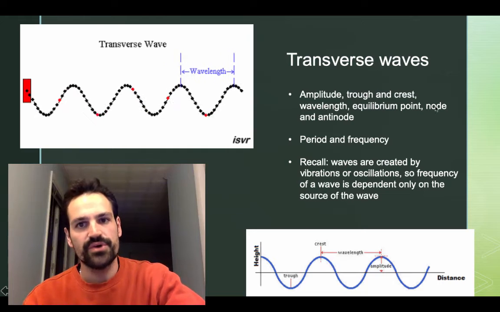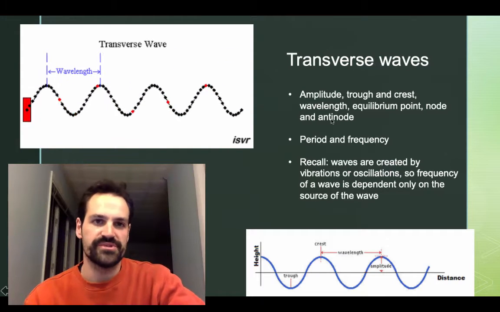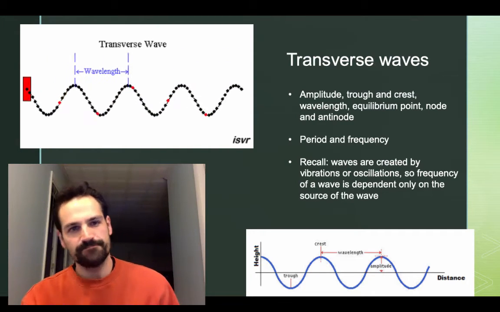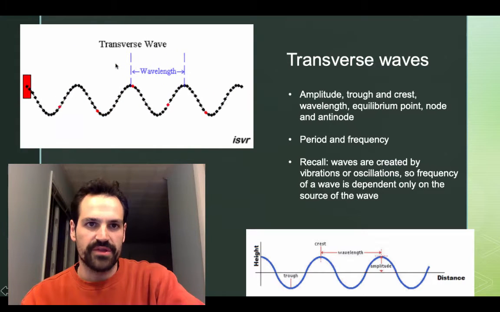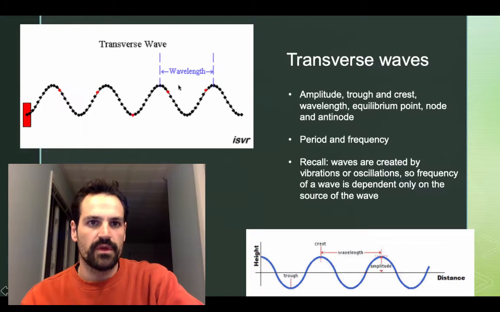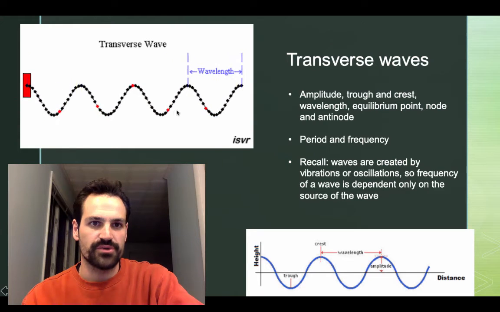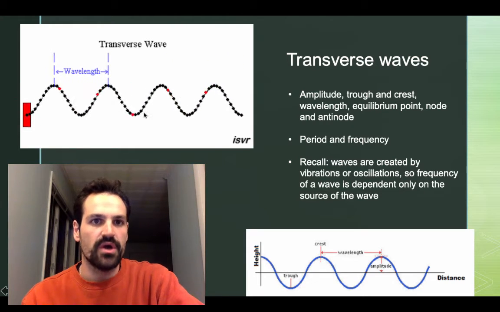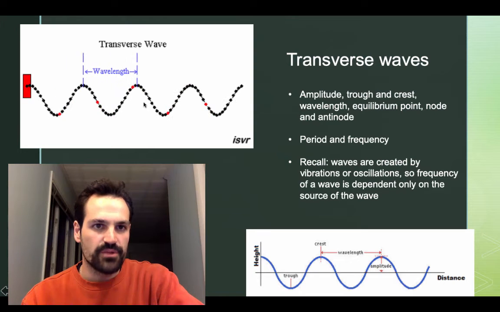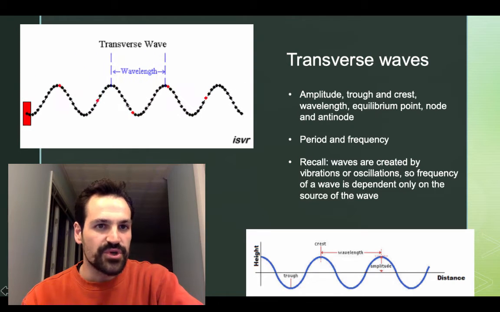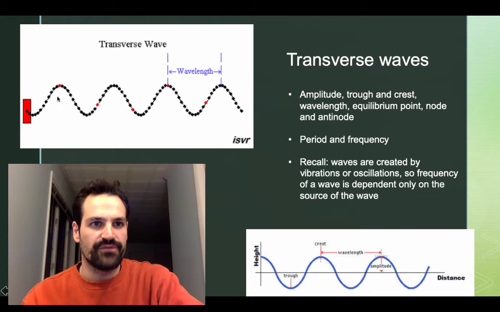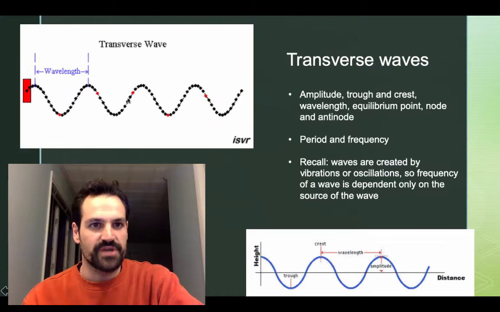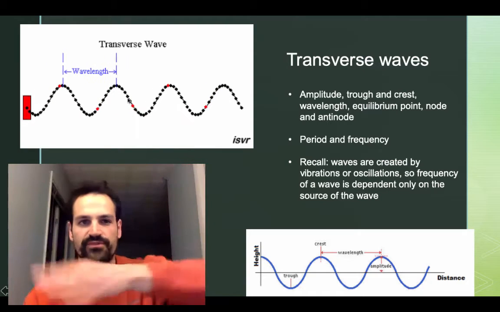And node and antinode, we'll get a little bit more in depth on those when we get to waves on a string. But wavelength is the length of one wave. So it could be from crest to crest, or it could be from trough to trough, or it could be from equilibrium point to two equilibrium points apart. Because a full wave is a full sine curve. So you have to complete a full sine curve or a full cosine curve.